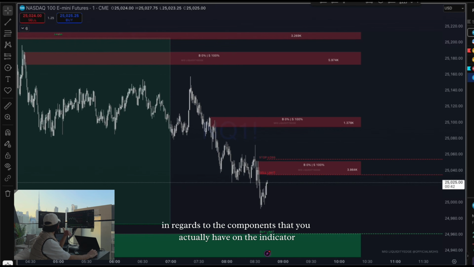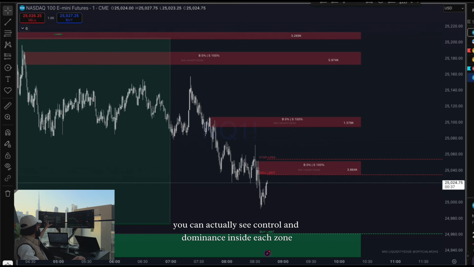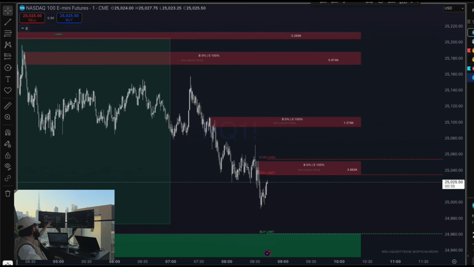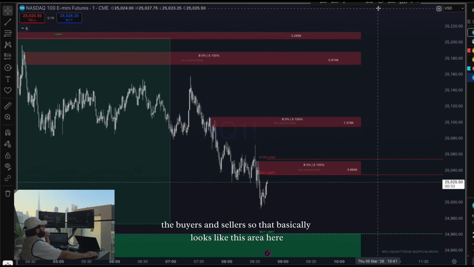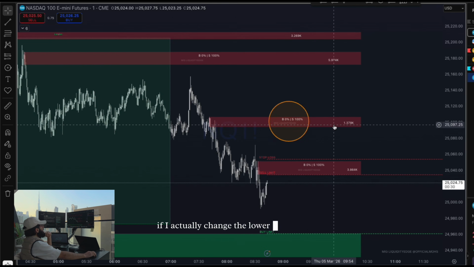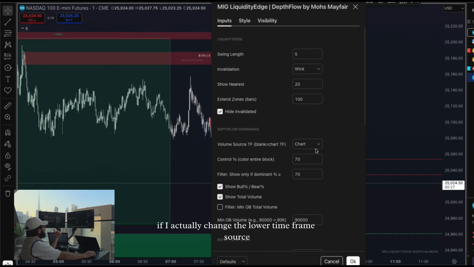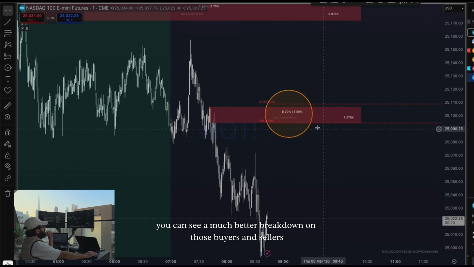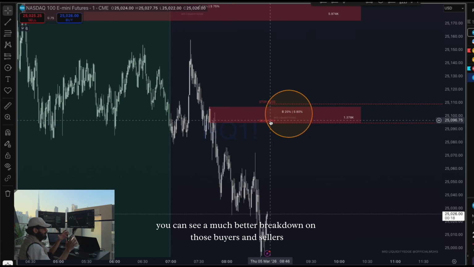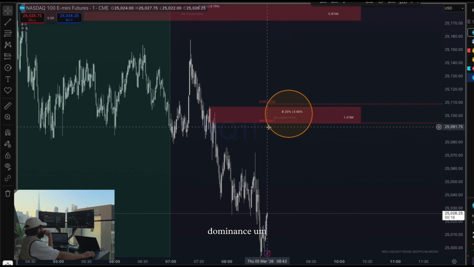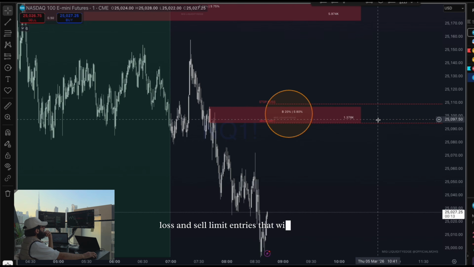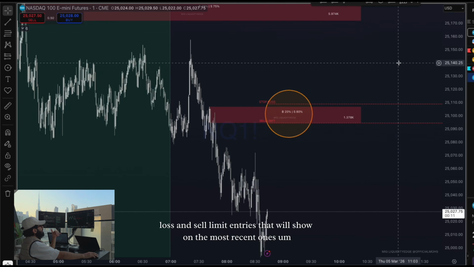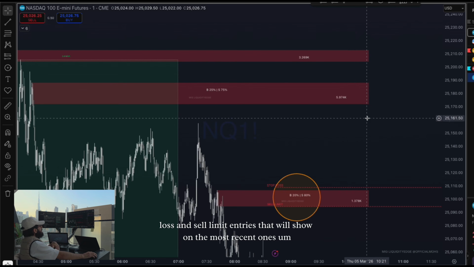In regards to the components on the indicator, you can actually see control and dominance inside each zone, the buyers and sellers. So that basically looks like this area here. If I change the lower time frame source, so let's say 5 seconds, I can get a much better breakdown of those buyers' and sellers' dominance. We also have our stop loss and sell limit entries that will show on the most recent ones.